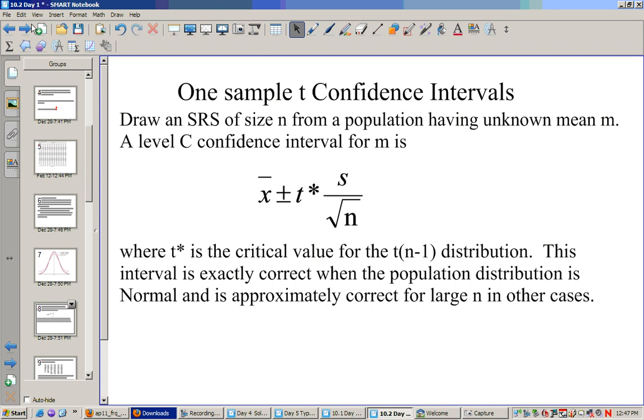So our one-sample t confidence intervals: if we draw an SRS of size n from a population having an unknown mean, and this should say mu, a C confidence level for mu is x bar plus or minus t star times s over the square root of n. So this doesn't vary that much from our previous formula, where we had x bar plus or minus z star times sigma over the square root of n. Just if we have an s, so that's finding the standard deviation from data, then we have to use a t star rather than a z star.